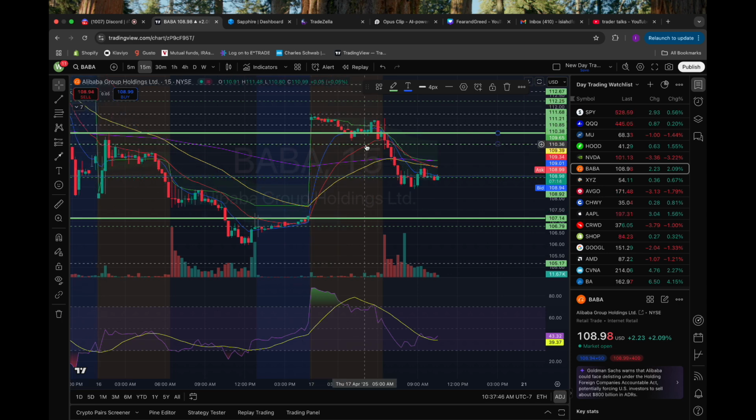I said, if Alibaba comes below the 200 EMA and the 50 EMA, that's when I will take entry. Okay. That is when I will take entry. That's exactly what ended up happening.